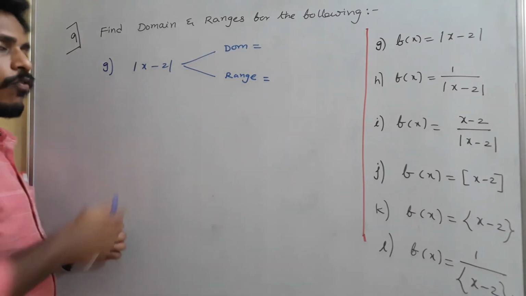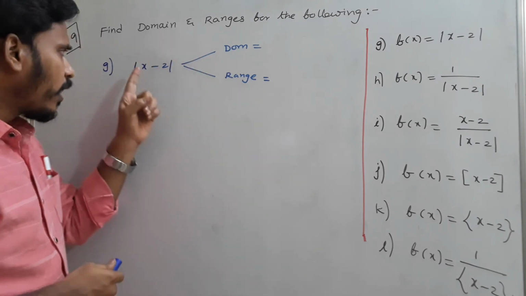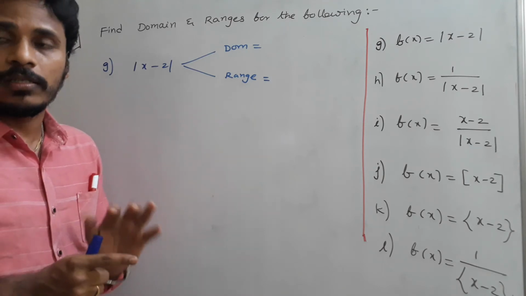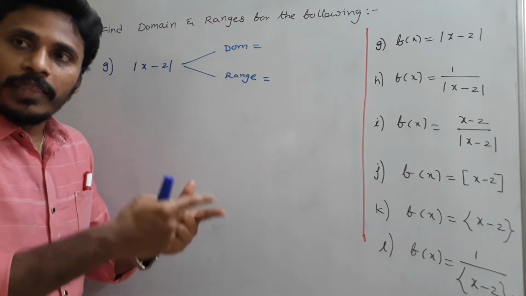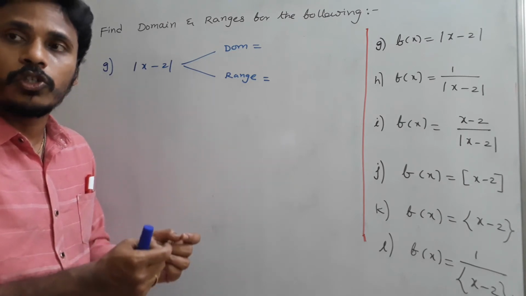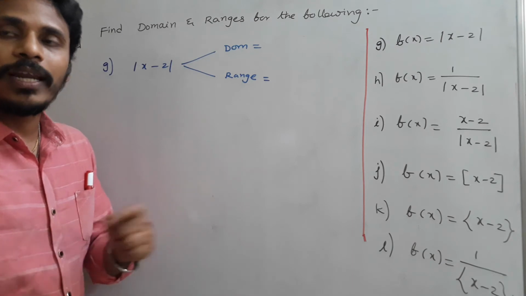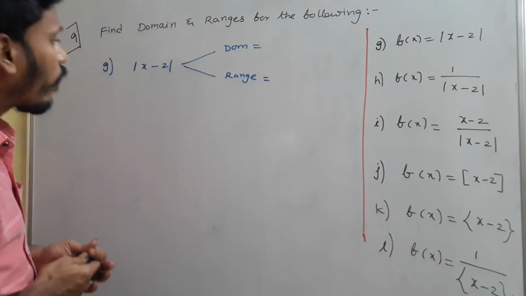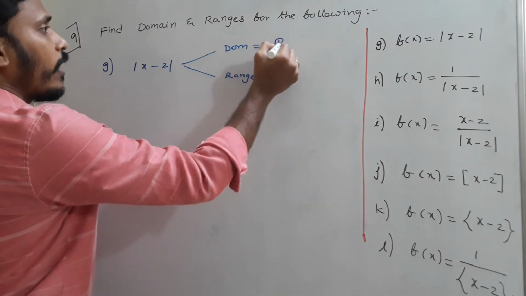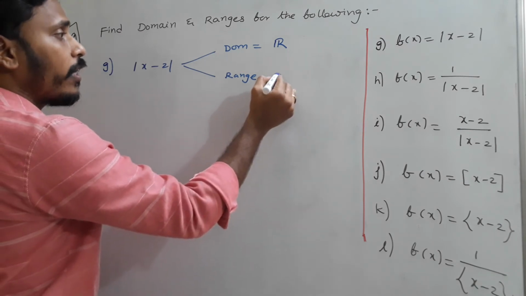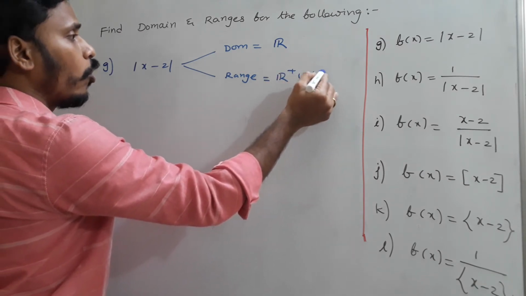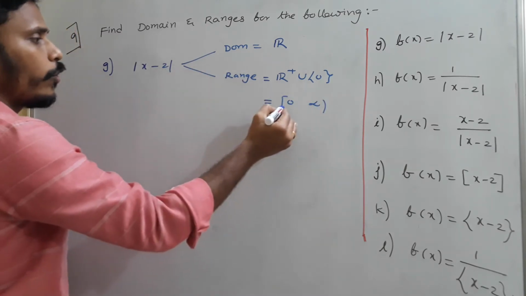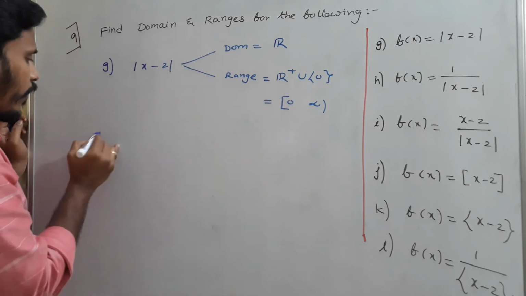If the function is modulus of x minus 2, what is the domain and what is the range? Take any number in the place of x, no problem. Modulus will exist for all the real values. But coming to the range, the outputs of the modulus function are only positive numbers, or it may be 0. You can't get a negative number. That's why we say that modulus of something is always non-negative. So the domain is all the real numbers, and the range is all positive real numbers union 0, which we write as 0 to infinity. Since 0 is included, you need to take a closed interval at 0. Okay, that is about g.